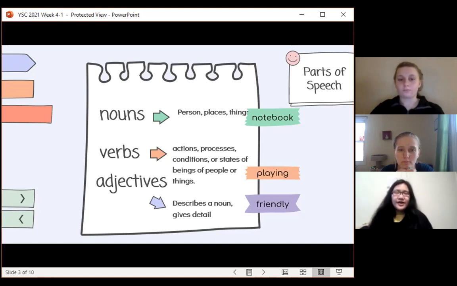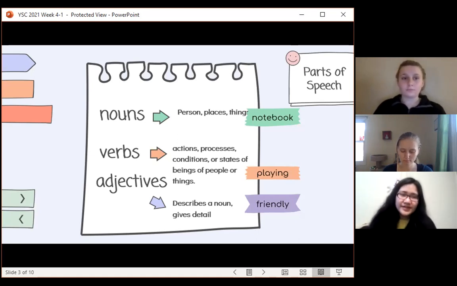Nouns, verbs, and adjectives are referred to as parts of speech because they are types of words that you use when you talk to people with everyday things. So nouns specifically refer to different examples of persons, places, and things. An example of a noun would be notebook. That would be a thing, right? Otherwise, for nouns, there's a lot of different nouns. So in your prompt, instead of saying noun, they might say give a type of food, or give a person. But nouns is, in general, people, places, and things.